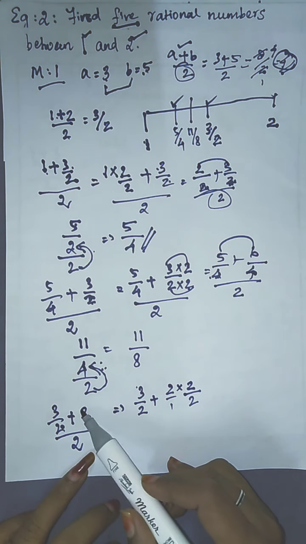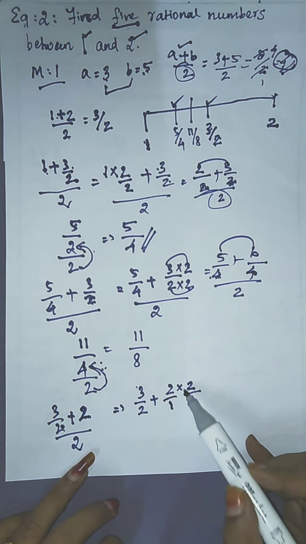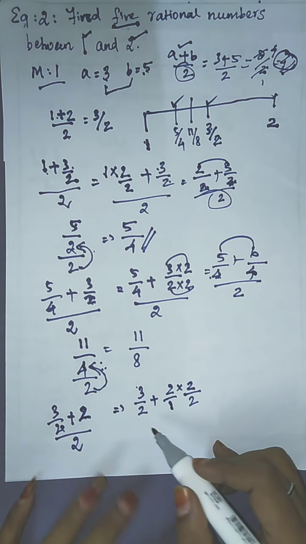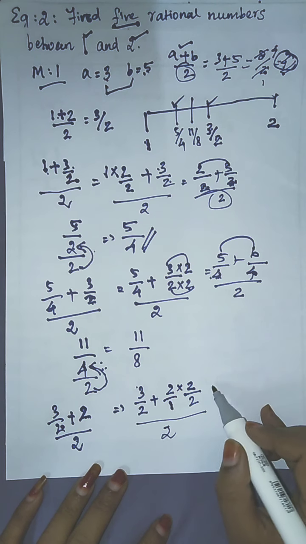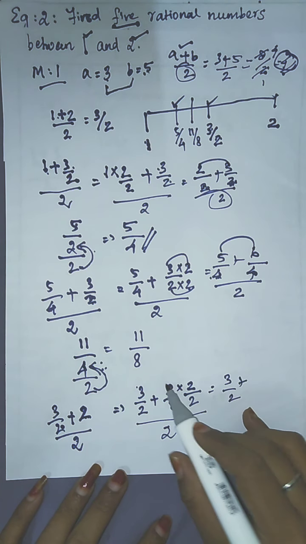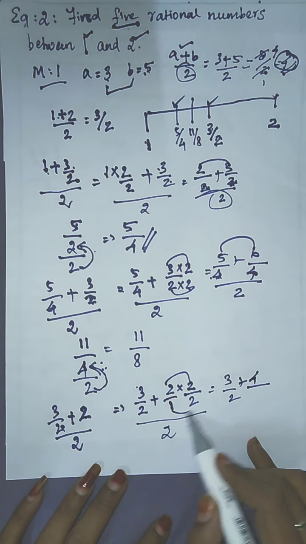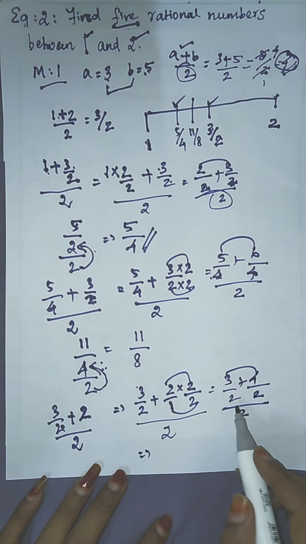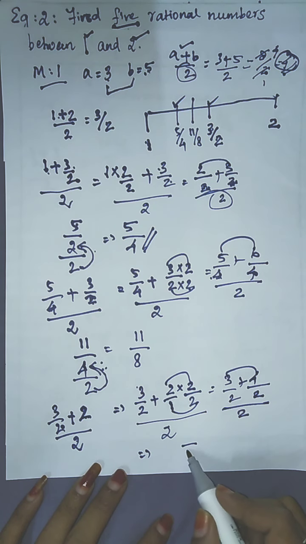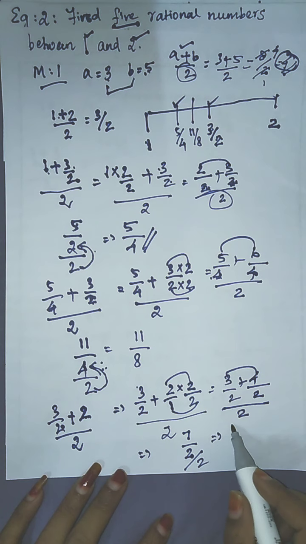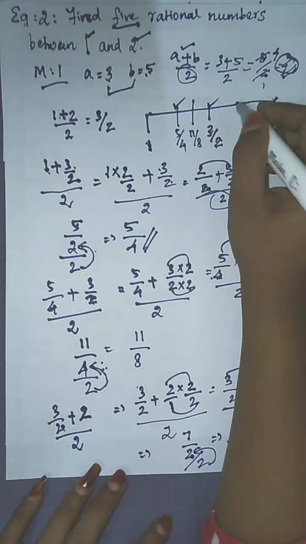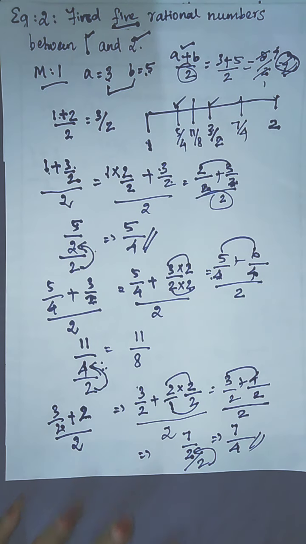So I write 2 as 2 divided by 1, and I am going to multiply 2 on both numerator as well as denominator, divided by this 2. So 3 divided by 2 plus 2 2s are 4 divided by 1 2 is 2 divided by 2. So the denominators are same. So just we can put it as common, and 3 plus 4, 7 divided by 2. So 7 divided by 2 2s are 4, right? So the value is 7 divided by 4.